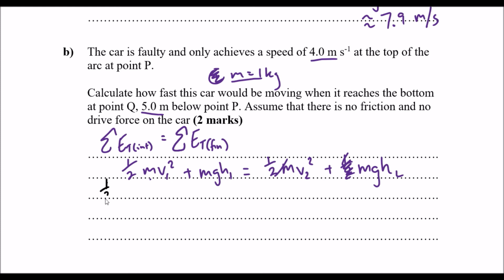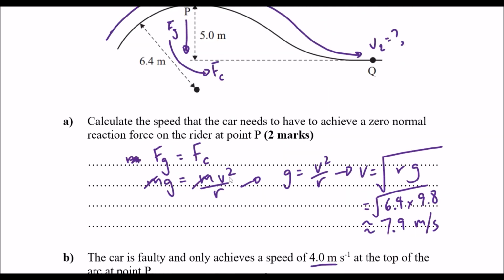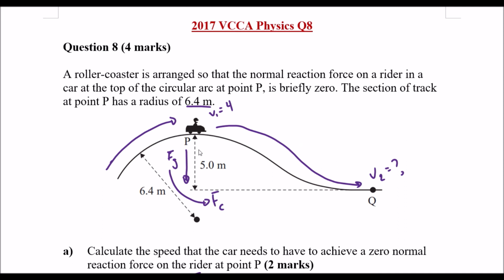So it's half times 1 times v1 squared. We said it was 4. Then 1 for the mass, 9.8 for gravity, and h1. So what's the initial height? Is it 6.4 or is it 5 meters? Well, we're going to say it's 5 meters, because that's where the actual change in displacement is. So that's our consideration in this system here.